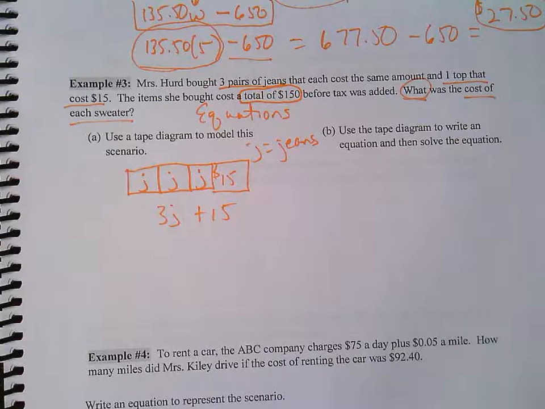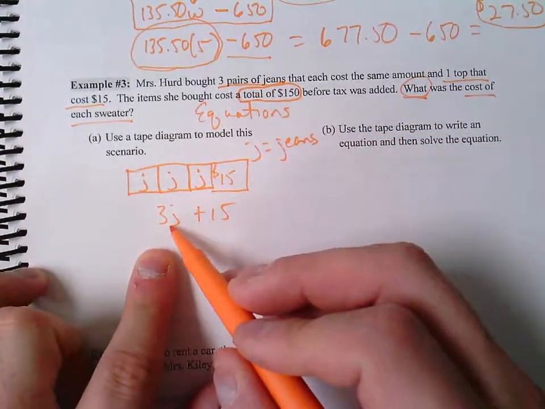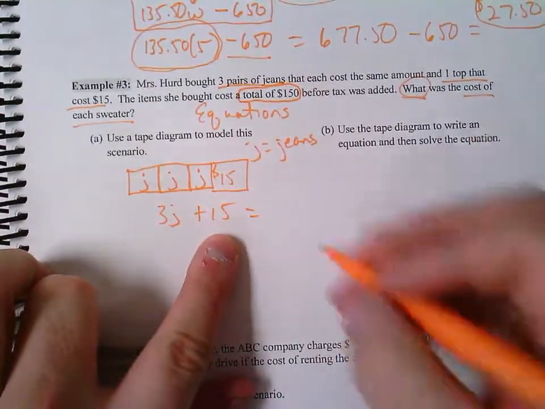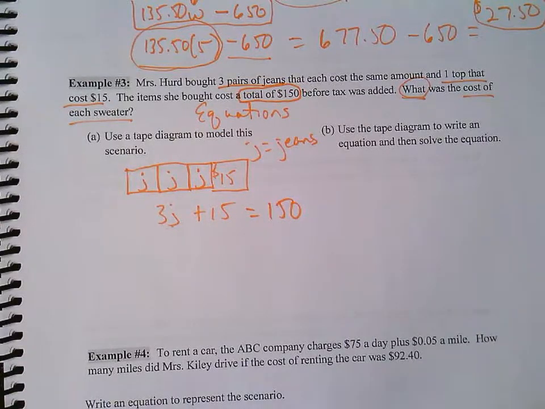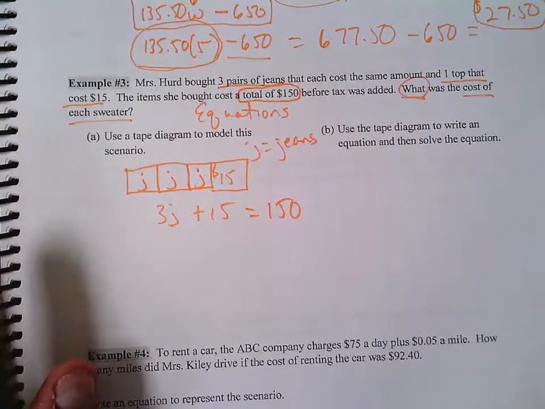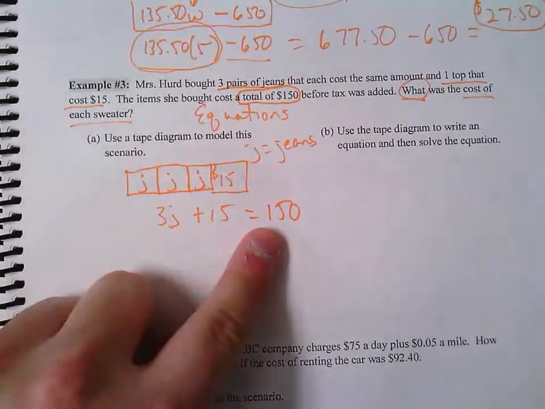Okay? And together, total. Remember, total really means add. So you're taking 3 pairs of jeans and you're taking $15. And here's what your equation looks like, and you put the 150 on at the end. So this is just a visual, and if a tape diagram can help you, then by all means use it. If not, you can just go straight to the equation.